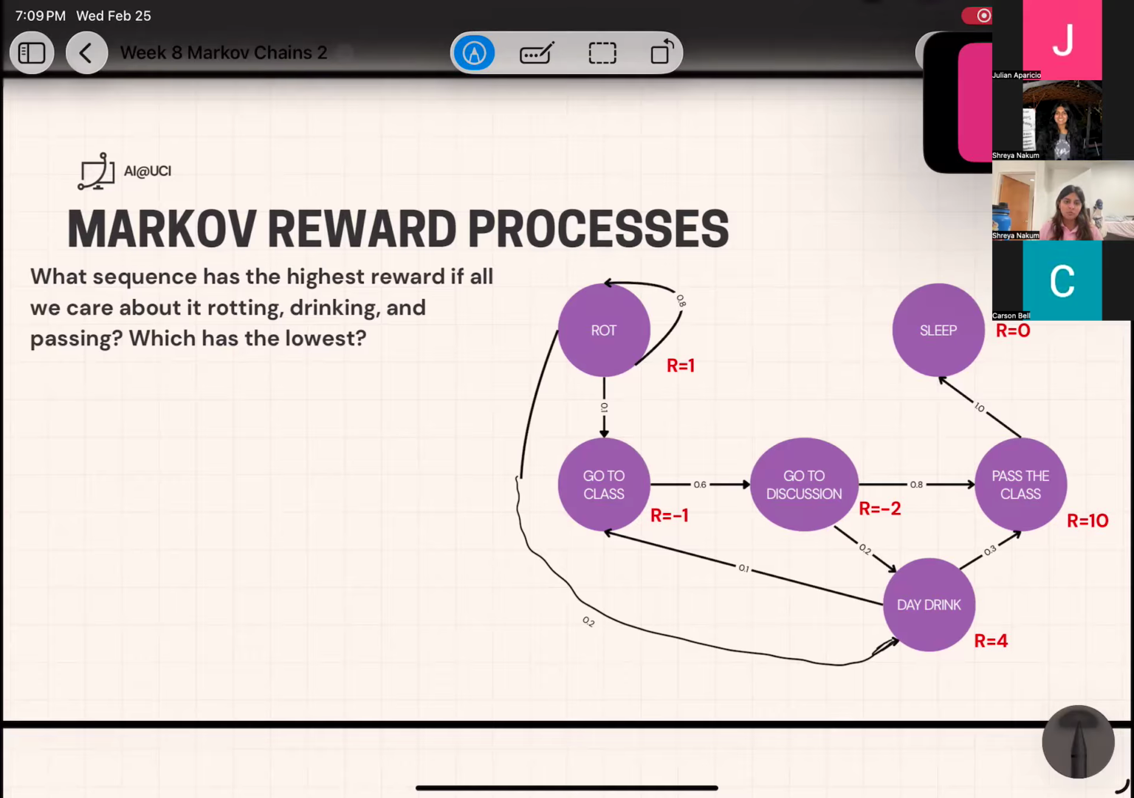So if all we care about is rotting, drinking, and passing, what sequence has the highest reward? Rot infinitely. If you rot infinitely, then you'll have infinite rotting, but then you're never going to pass the class. That is true. Rotting infinitely, that's what I'll put over here. Because you'd want to rot the most you can and then only day drink and pass the class at the end. Once you get to day drink, the only other option you have that doesn't hurt you is pass the class. That's true, and we'll talk about that idea in the next slide. If you rot infinitely and then at the end you go, I'm going to drink.